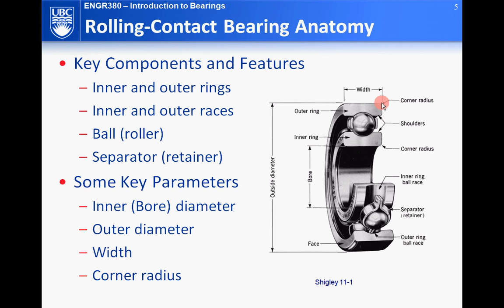Another important thing is the corner, which is the corner radius. Those radii are in general given in the catalog. So this is basically a simple anatomy of the bearing.